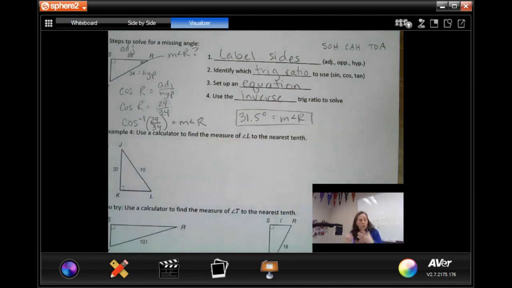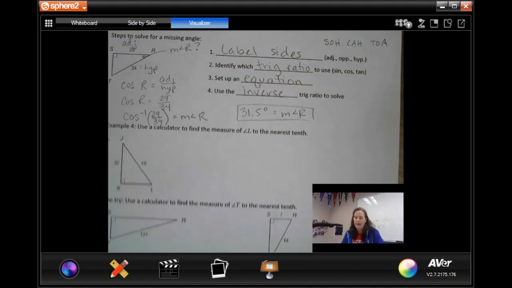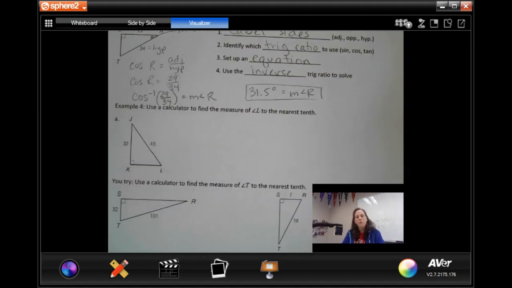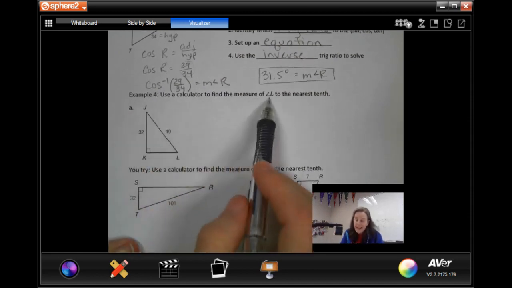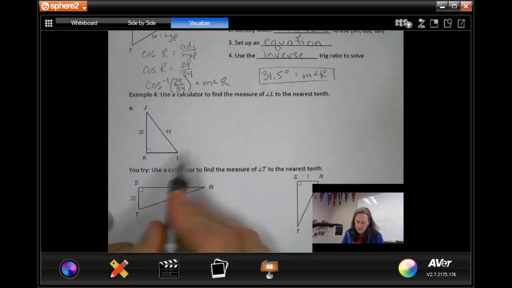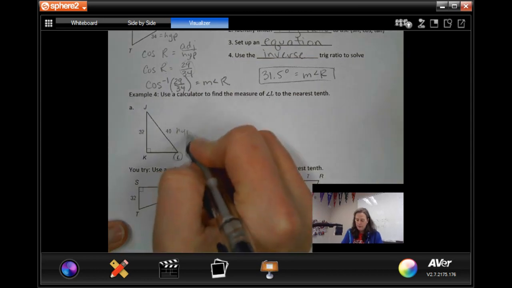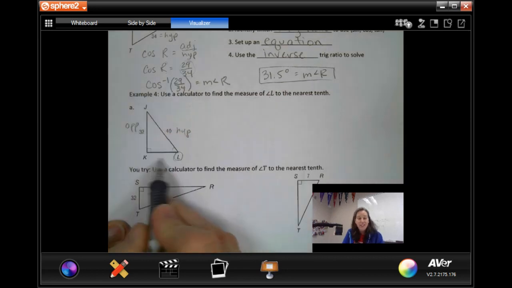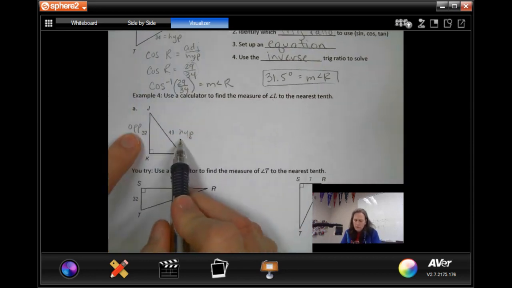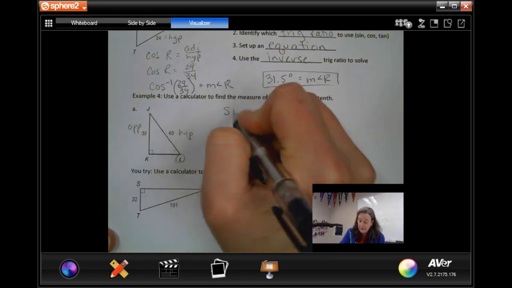Okay, so that's how we're going to work with our inverse tangent, cosine, sine to find missing angles. Let's do one more together and then we'll let you try. This says use a calculator to find the measure of angle L to the nearest tenth. So here's L. This is the one we want to find. We have a hypotenuse and we have an opposite. We don't have adjacent. So let's see which trig ratio works with opposite and hypotenuse. That would be sine.